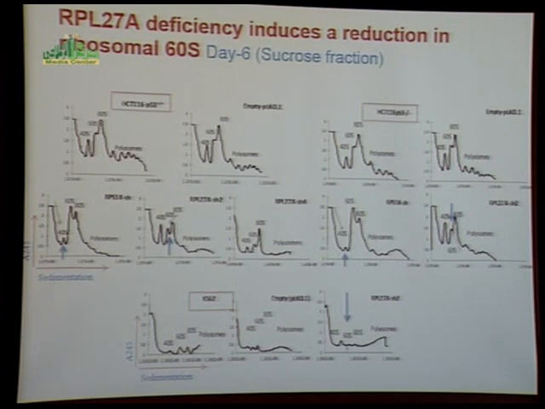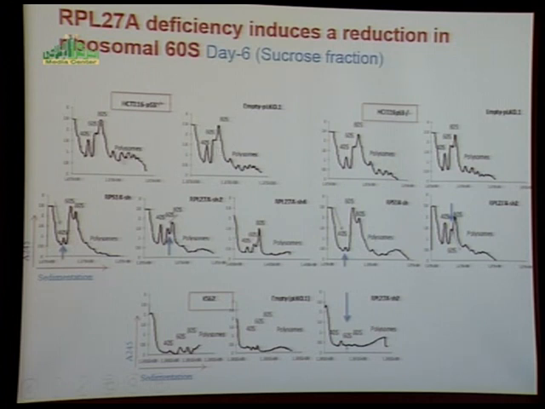So to understand why we are seeing this induction of apoptosis in the null P53 cell line, we propose that there is a disruption in ribosome biogenesis. Looking at the ribosome profile, doing sucrose fractionation on 10 to 50% sucrose, we can see that knockdown of RPL27A, which belongs to the large ribosomal subunit, led to a reduction in the 60S subunit compared to the control, the wild type cells or the empty vector cells.